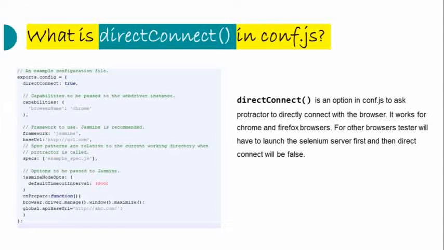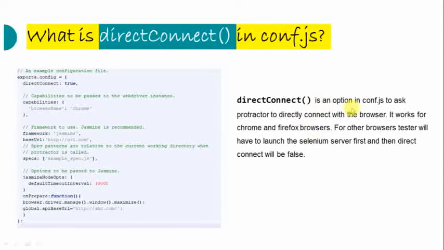Now what is direct connect in conf.js? Direct connect is an option in conf.js to ask Protractor to directly connect with the browser. It works for Chrome and Firefox browsers. So when you start writing conf.js, you have to mention if you directly want to connect with your browser or not. So here there is a method to describe it, which is directConnect equals true. So if directConnect is equal to true, it will automatically connect with the browser, and you will not have to launch the Selenium server in order to connect with your browsers.